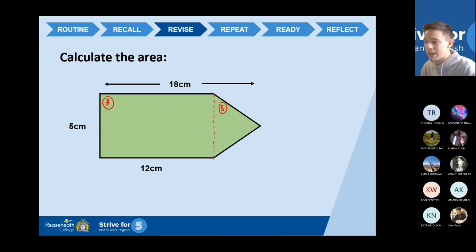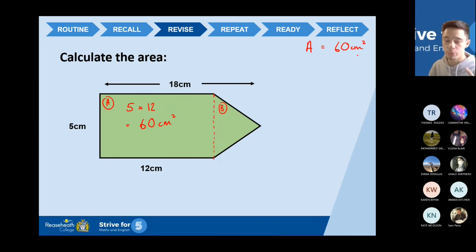Now, let's deal with the rectangle first. Height of 5, and we know the width here is 12. All the way across is 18, but just to this point here is 12. So 5 times 12 equals 60 centimeters squared. So let me write that up here. A equals 60 centimeters squared.